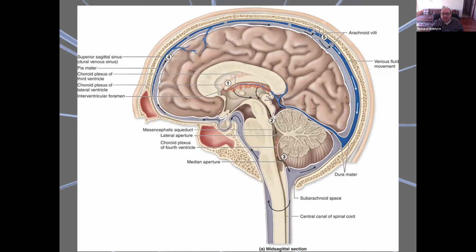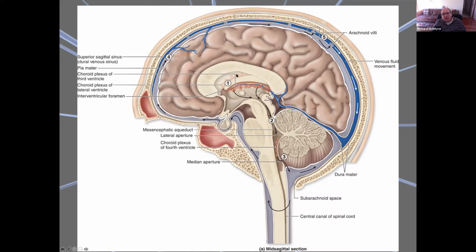Right, now we get to some more interesting pictures. What I usually do with these is, I'll start with the CSF, okay? So the CSF is generated in the choroid plexus, which is in the ventricles, okay? It's in the lateral ventricle, and it's in the third ventricle and the fourth ventricle, okay? So these areas secrete the CSF.